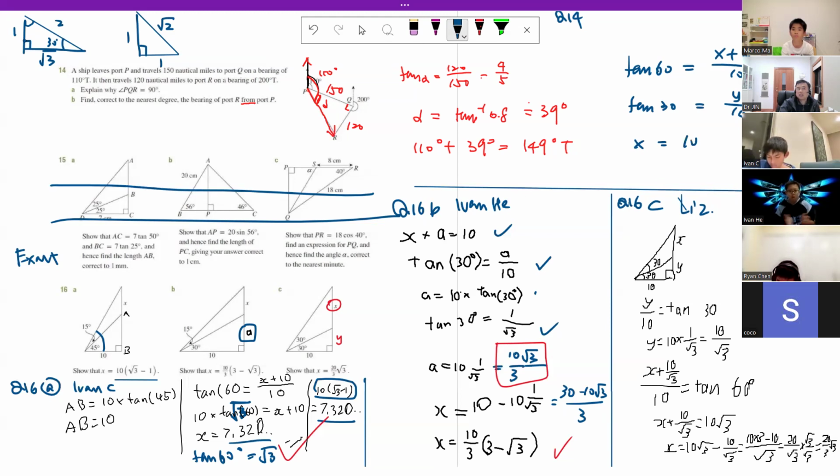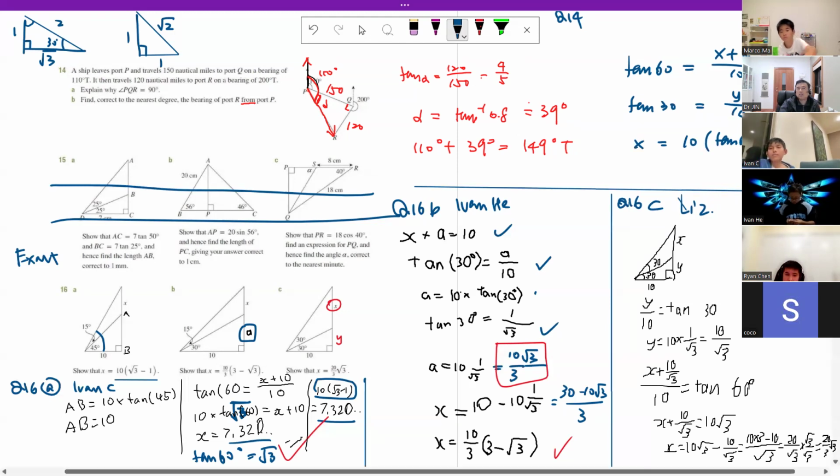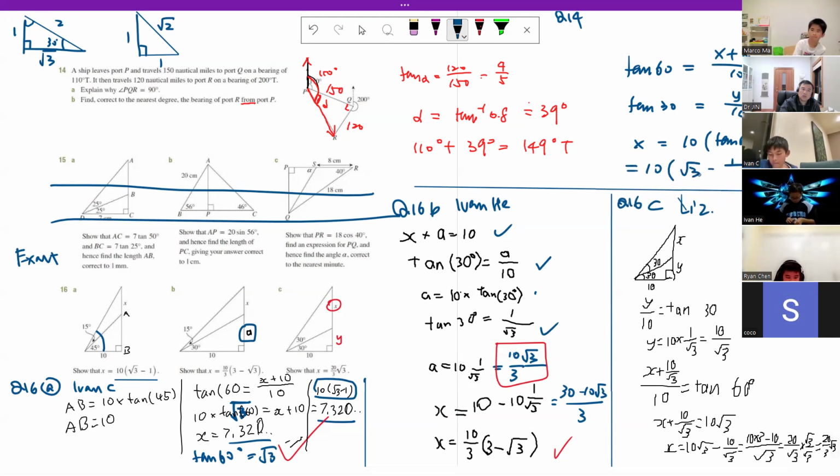x is 10 times (tangent 60 minus tangent 30). Can you see that? Yeah, because y is 10 times tangent 30, so you substitute in and you get that result. So finally, the result is pretty straightforward: root 3 minus 1 over root 3. So that's 3 over root 3, so it's 2 over root 3 times 10. That's 20 root 3 divided by 3, which is this number.